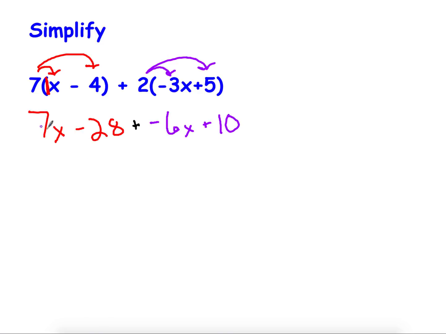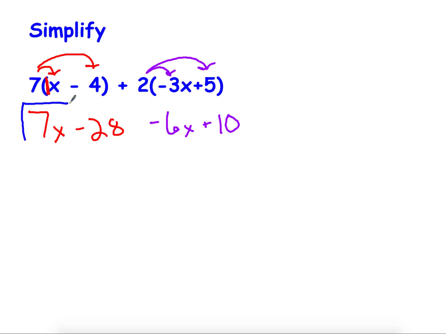So I have 7x minus 28 plus negative 6x plus 10. I really don't need this plus sign here. Whenever you're adding a negative, it's really just the same thing as subtracting. So if I were to erase that, it would mean the same thing. So let's just go ahead and do that. There we go. Now I get to combine my like terms.